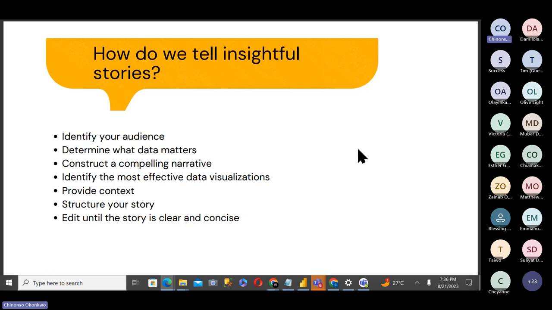Then the next thing to do is what? It is to construct a compelling narrative. Constructing a compelling narrative is also joined with identifying the most effective data visualizations. So once you're trying to construct a story or a narrative, you need your visuals.